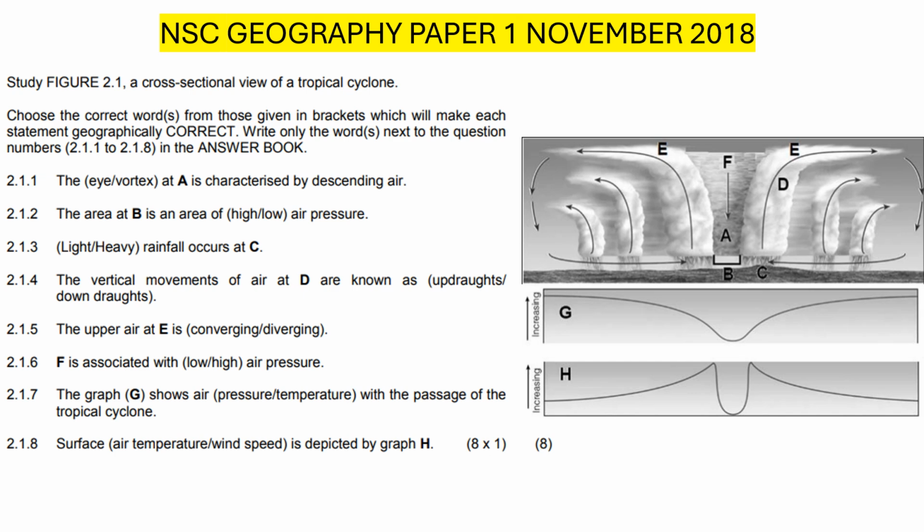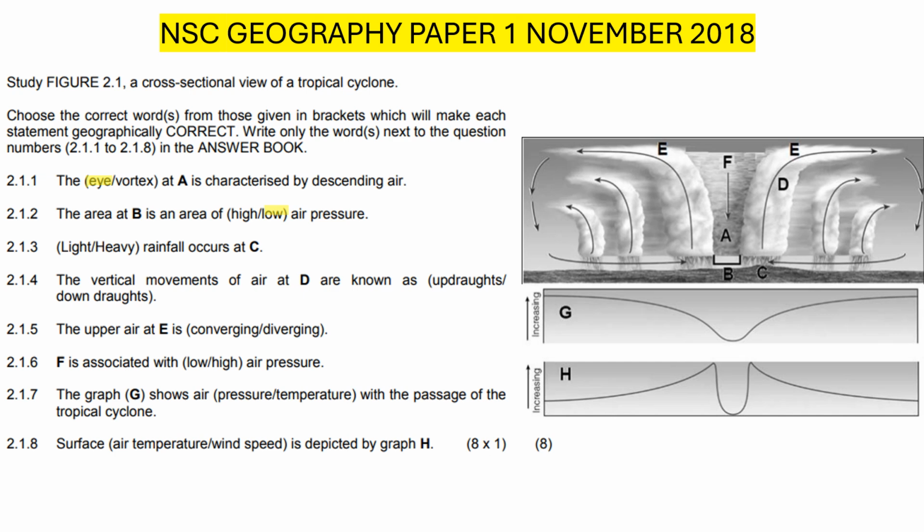This is section A. This is the center of the tropical cyclone, and that is called the eye. 2.1.2. The area at B is an area of high or low pressure. So this is the center of the tropical cyclone. These are surface conditions. The center of a cyclone is where the lowest pressure is going to occur. So B represents an area of low air pressure.